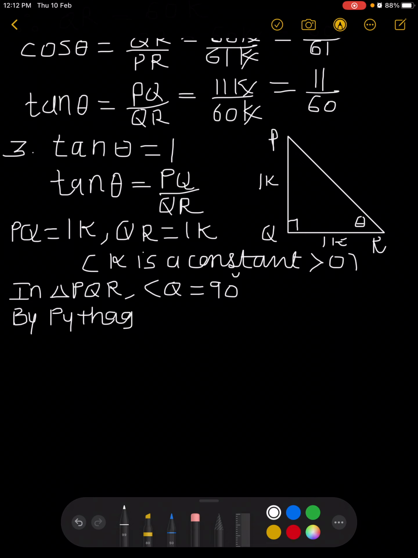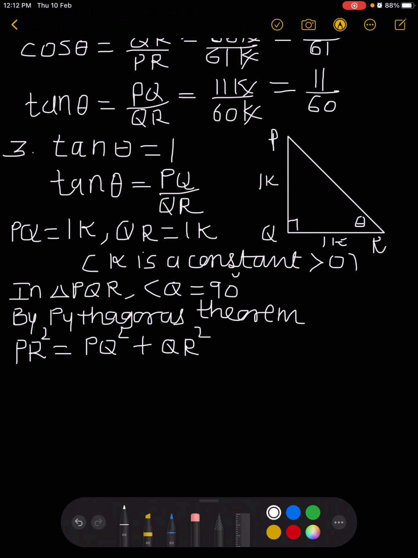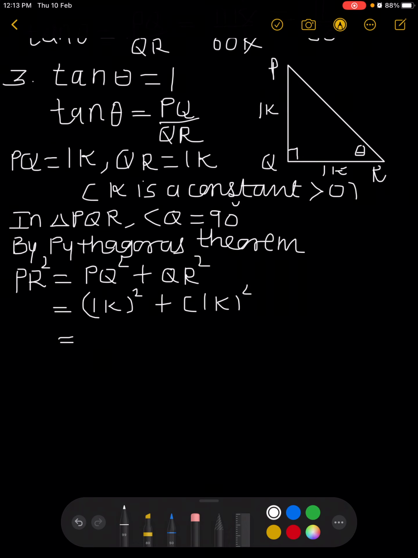By applying Pythagoras theorem, we can write square of hypotenuse PR equals square of one side PQ plus square of other side QR. PQ is 1K, square of the bracket. QR is 1K, square of the bracket. Square of 1 is 1, square of K is K square. Square of 1 is 1, square of K is K square. 1 plus 1 gives 2 K square. PR square is 2 K square.